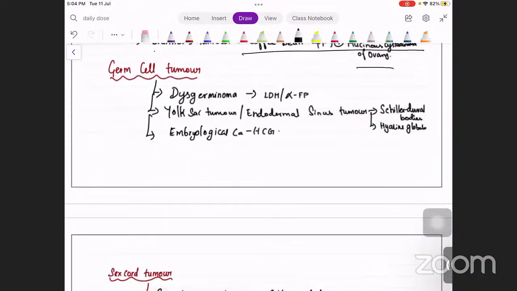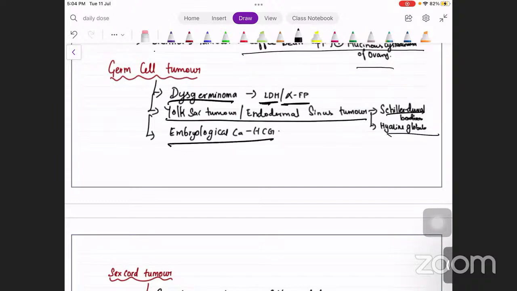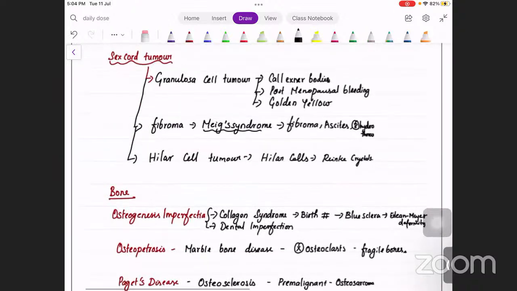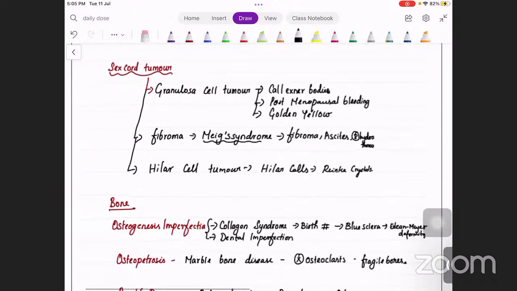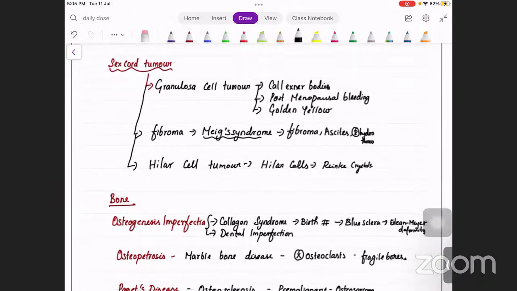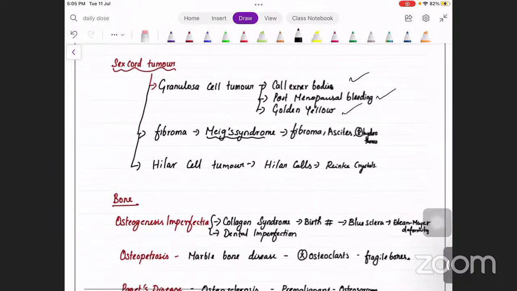Then germ cell tumor, dysgerminoma, tumor marker is LDH or alpha fetoprotein. Yolk sac tumor, Schiller-Duval bodies, and hyaline globules. Embryonal carcinoma, HCG is a tumor marker. Then you have sex cord tumor, granulosa cell tumor, Call-Exner bodies, postmenopausal bleeding, and golden yellow color. Golden yellow, Call-Exner, postmenopausal bleeding, it is granulosa cell tumor.